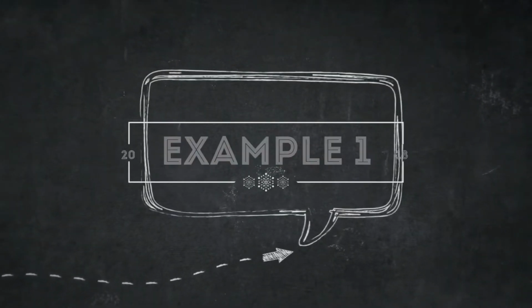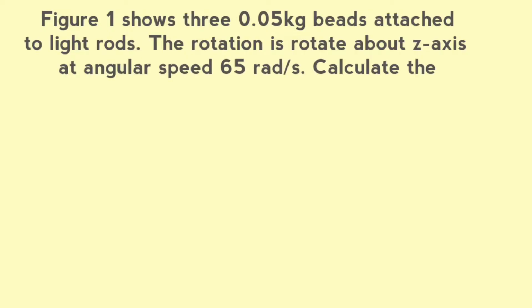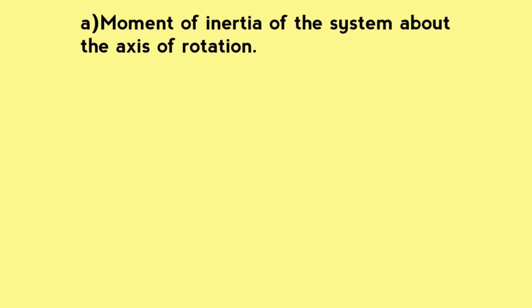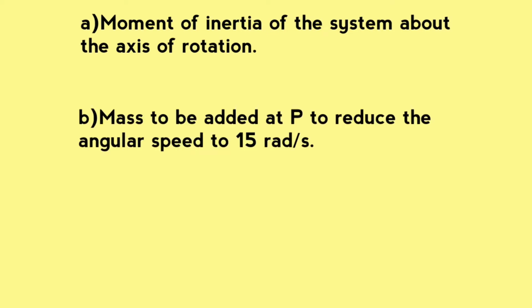Let's see example number 1. Figure 1 shows three 0.05 kg weights attached to light rods. The system is rotated about the z-axis at angular speed 65 radian per second. A. Calculate the moment of inertia of the system about the axis of rotation. B. Find the mass to be added at B to reduce the angular speed to 15 radian per second.